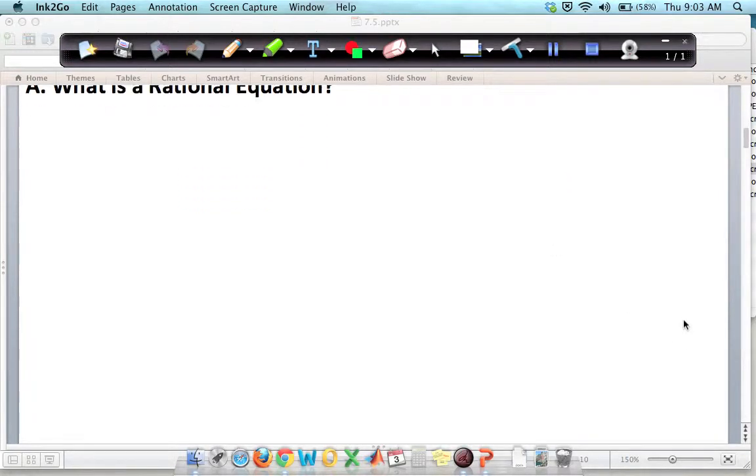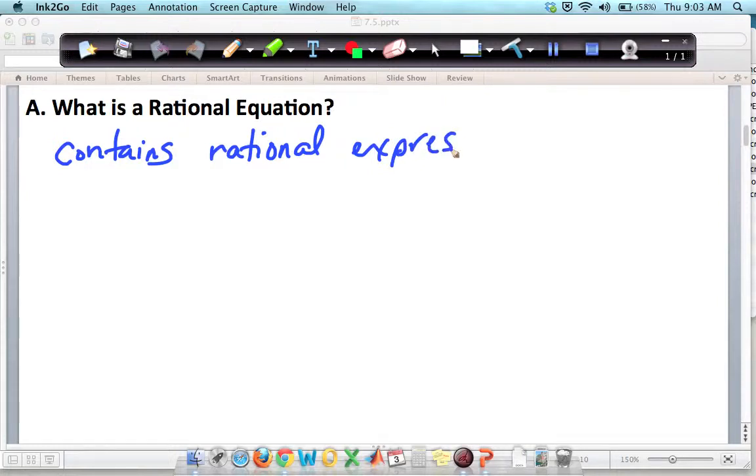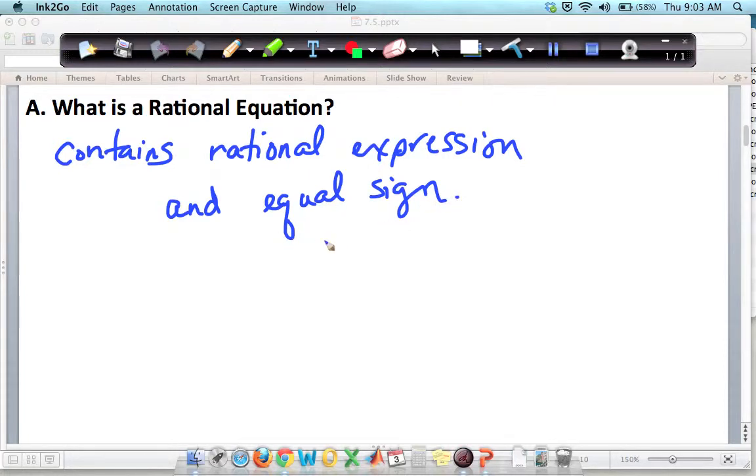So first, what is a rational equation? A rational equation contains a rational expression. We talked about that. It's a fraction with a polynomial. So it has to contain a rational expression. And the word equation means it has an equal sign. And when you have an equal sign, that means you can solve for your variables.